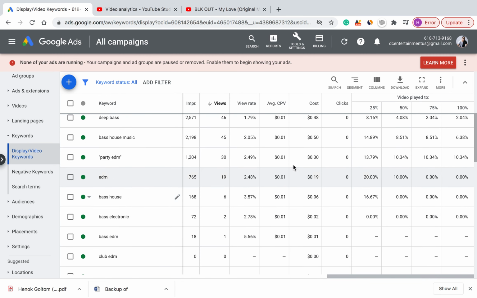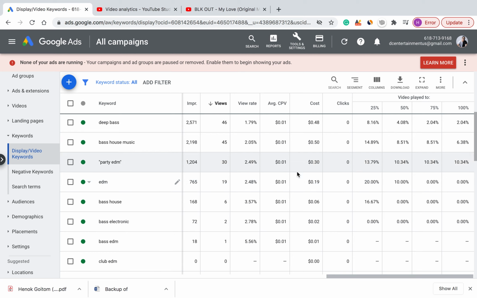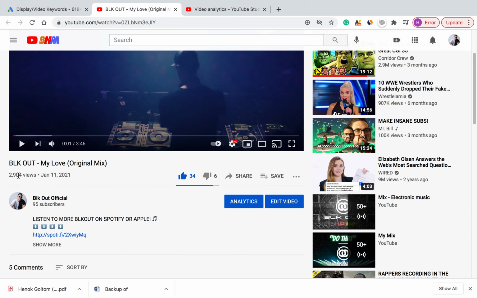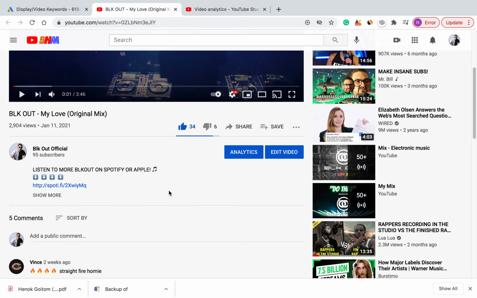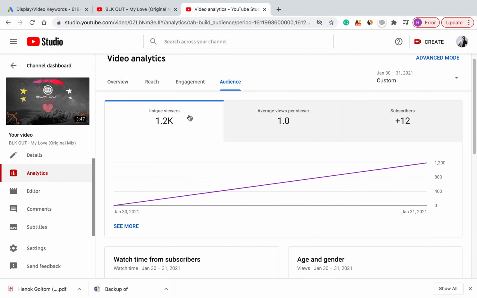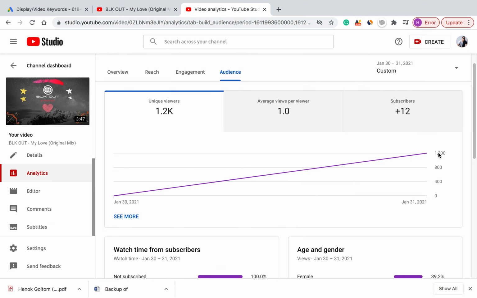As you can see here, the cost for all the keywords that we used was in total around $13 as I showed earlier, and it got us over 1,000 views, 1,200 views. We ran ads before that as well. We got a total of 34 likes and 6 dislikes, which is fine because it's not going to relate to everybody. Going over the YouTube analytics here, we got a total of 12 subscribers, which is really good. That means that as people heard it, they also subscribed to us.